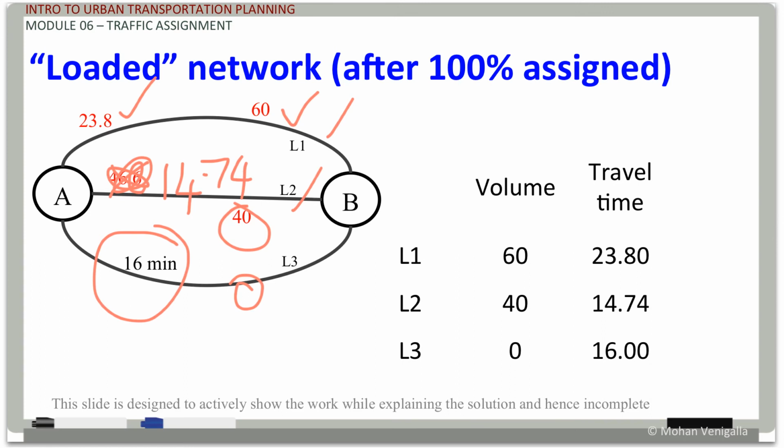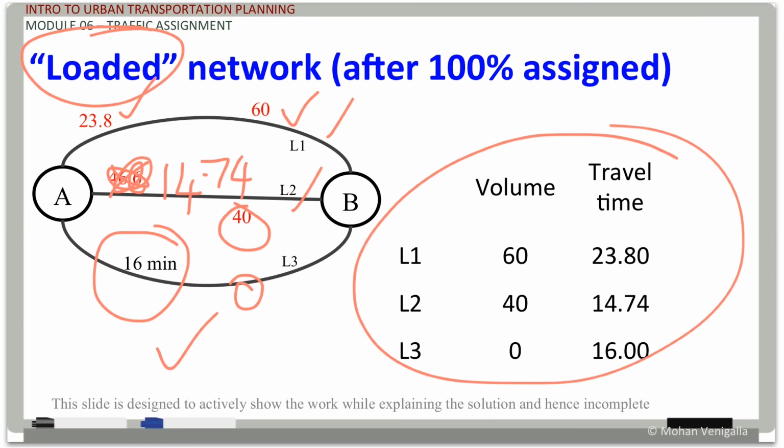So this term loaded network comes from the fact that we have now loaded everything onto this network. The network picture looks like this, and in a report it looks like this. You will have volume and travel time identified by link.